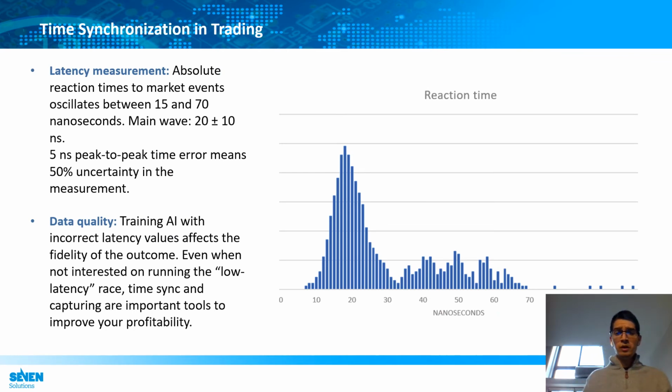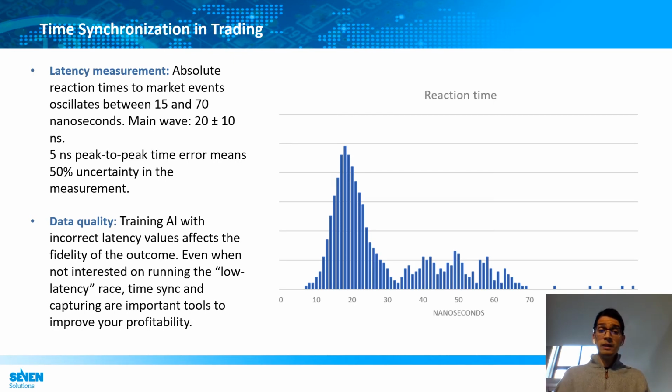Time synchronization in trading is very important because right now, at this moment, the typical reaction time from a participant when they receive market data is in the order of 20 nanoseconds. So imagine that if you have an uncertainty of 5 nanoseconds when measuring the latency, that means that you will have this 50% uncertainty in the measurement. And that will be hard or not a very good value if you are trying to improve your network latency.